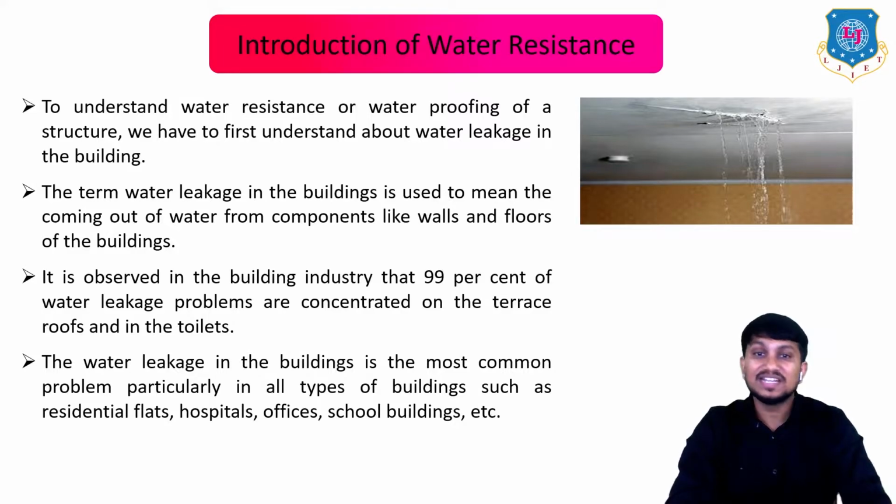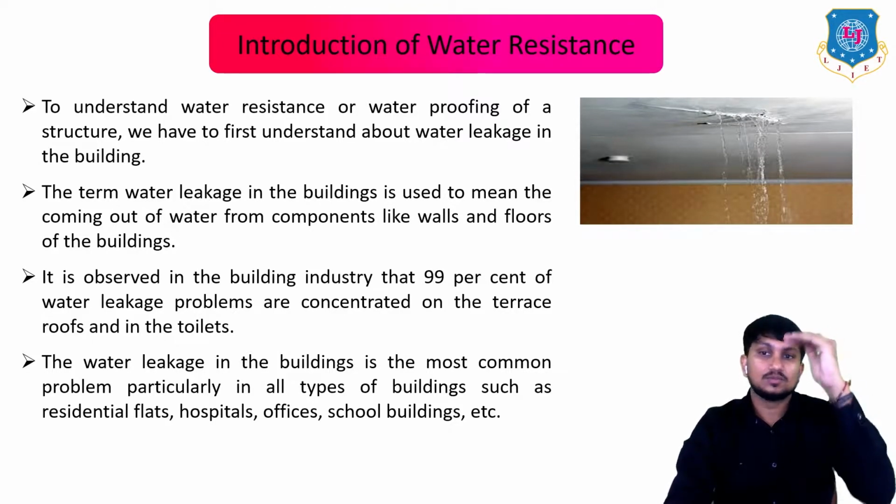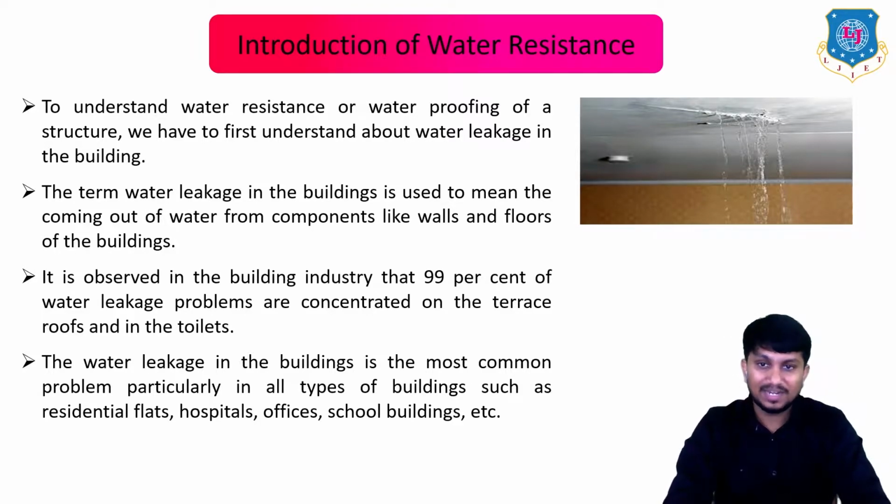The term water leakage in the building is used to mean the coming out of water from components like walls and floors of the buildings. It is observed in the building industry that 99% of water leakage problems are concentrated on the terrace roofs and in the toilets, right? Water leakage in the building is the most common problem, particularly in all types of buildings such as residential flats, hospitals, offices, school buildings, bungalows, etc.